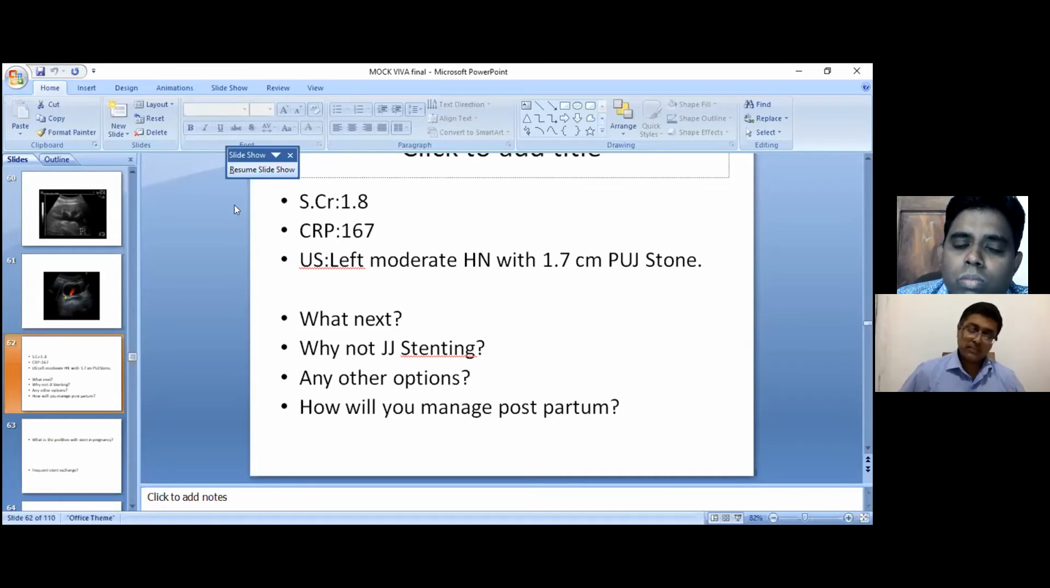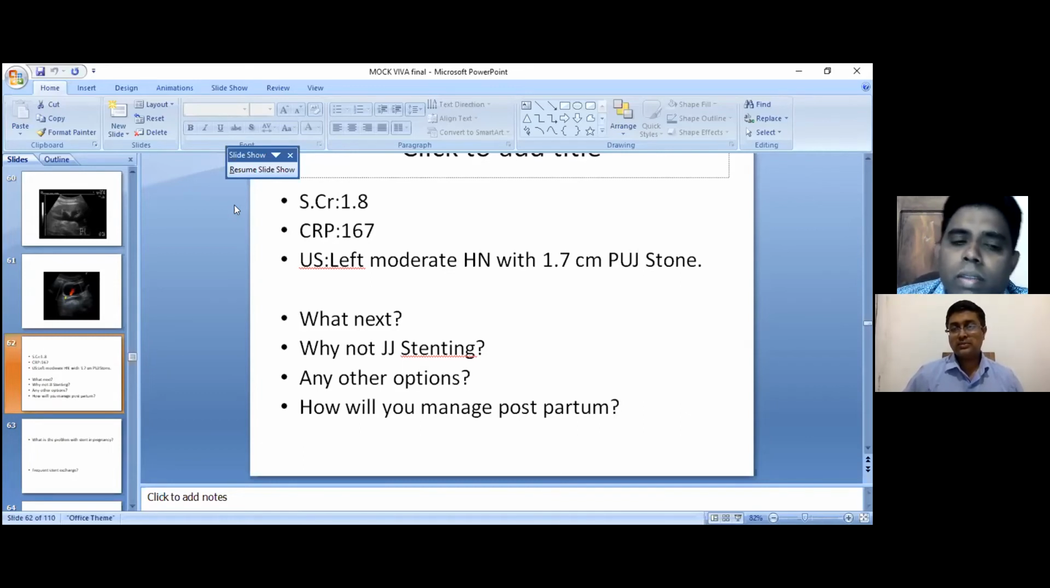so the main reason why I find this retrograde stenting can still be done. Suppose if you put a stent in a pregnant person, what is the main problem with the stent in pregnancy? It gets encrusted very easily, but having said that, in POA 33 weeks, she's probably going to deliver in about 5 weeks' time. So probably during the next 5-6 weeks, that encrustation is not going to be a major problem.